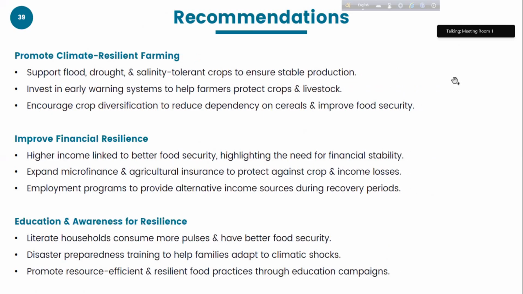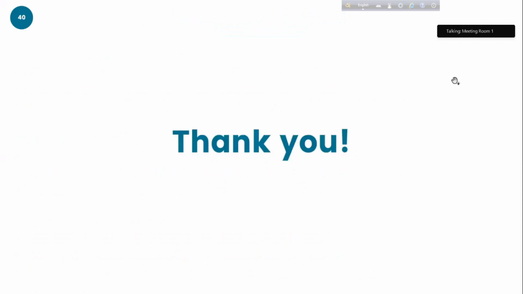And improve education awareness, which I saw in my study and forgot to mention. Literate households consume more pulses and have better food security. So they will have better disaster preparedness training to help families adapt to climate shocks. So this is my presentation. Thank you, everyone.